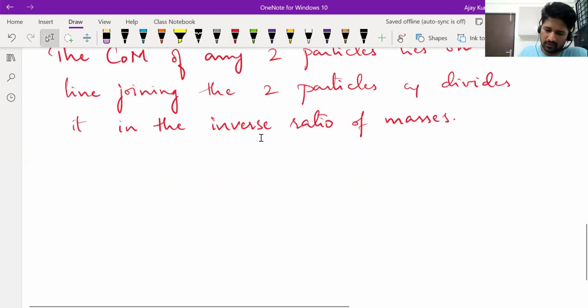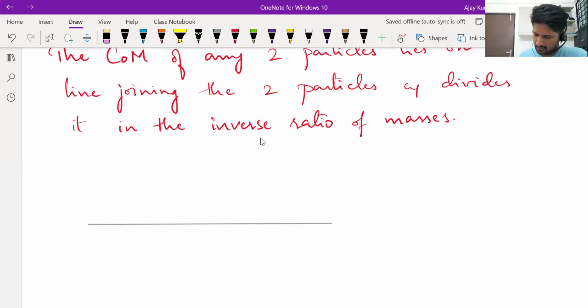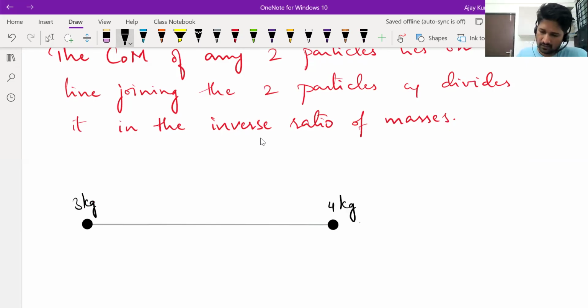Okay. Now try to answer this directly by using this ratio. Suppose there are two masses like this. Assume one of them is 3 kg, the other is 4 kg. And the distance between them is 70 centimeters. Using the ratio, tell me how far is the center of mass from 3 kg? What is the distance of the center of mass from 3 kg?